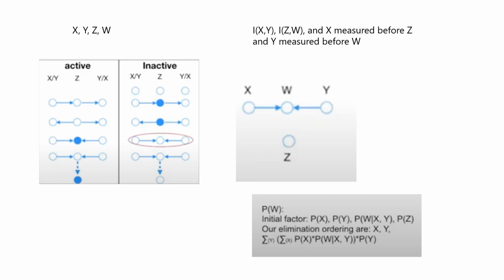And we are asked to measure W. So we use the same variable elimination method and we eliminate in the order of x, y, and that's the formula which we'll use to find the probability of W.